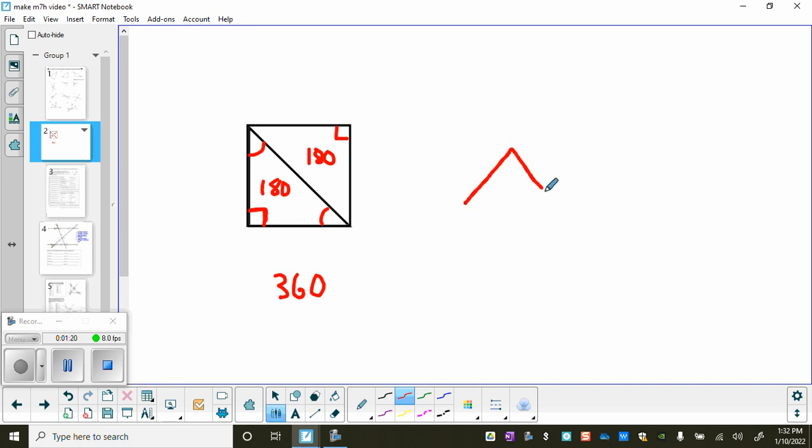So any triangle, it doesn't matter what the triangle looks like. It could be a right triangle. It could be an acute triangle. It could be an obtuse triangle. All of the three angles, when you take a triangle, if you add them up, it should be 180 degrees, okay?